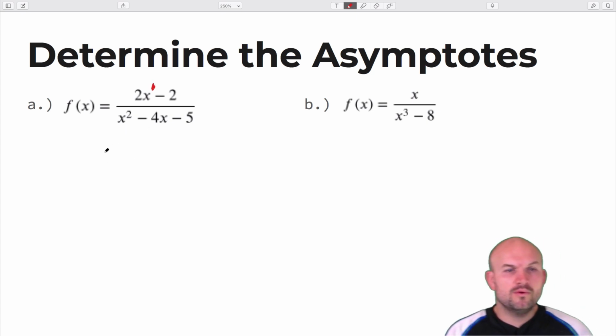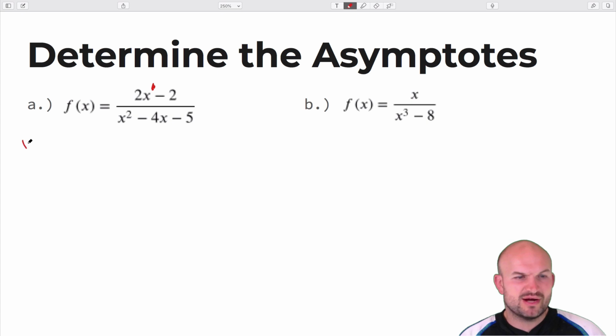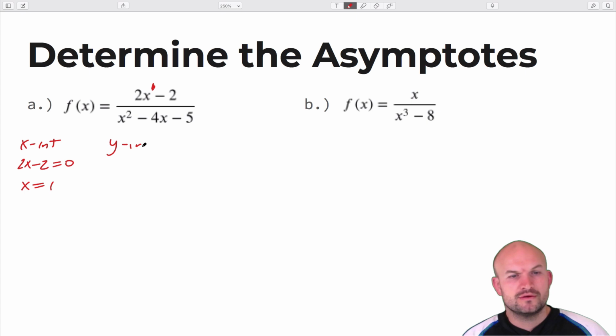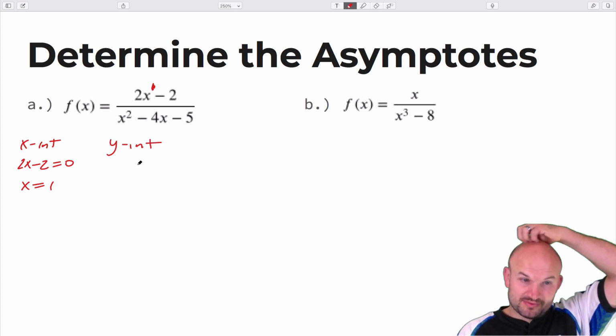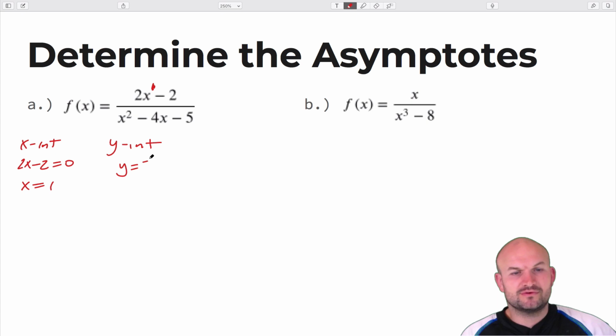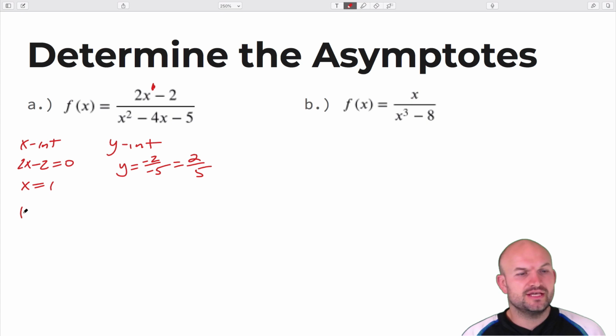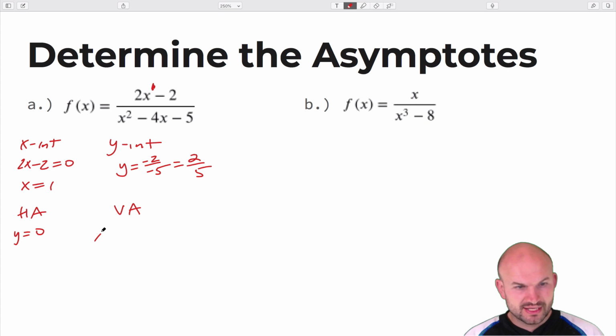All right, let's find the x and y intercepts here real quick. The x-intercept is the numerator equal to 0: 2x minus 2 equals 0. Add the 2, divide by 1, x equals 1. The y-intercept is going to be constant over constant, so y equals -2 over -5, which is a positive 2/5. The horizontal asymptote is rather simple. The degree is larger in the denominator, so y equals 0. And the vertical asymptote is found by setting the denominator equal to 0 and solving.